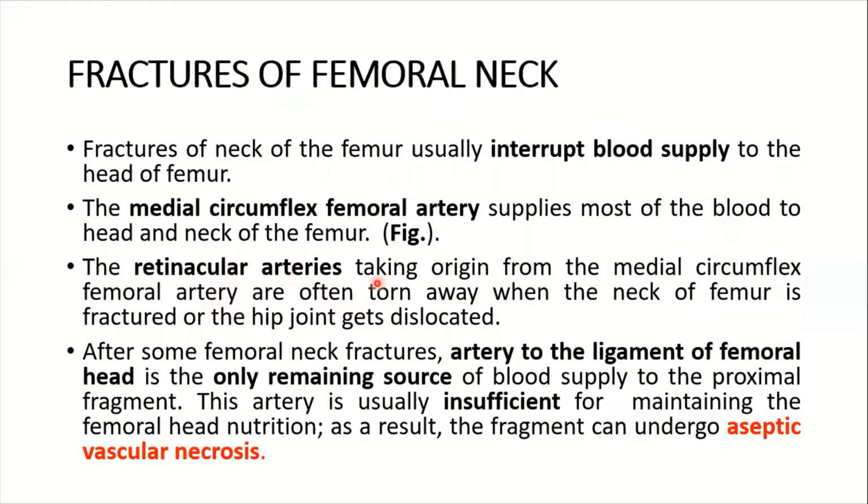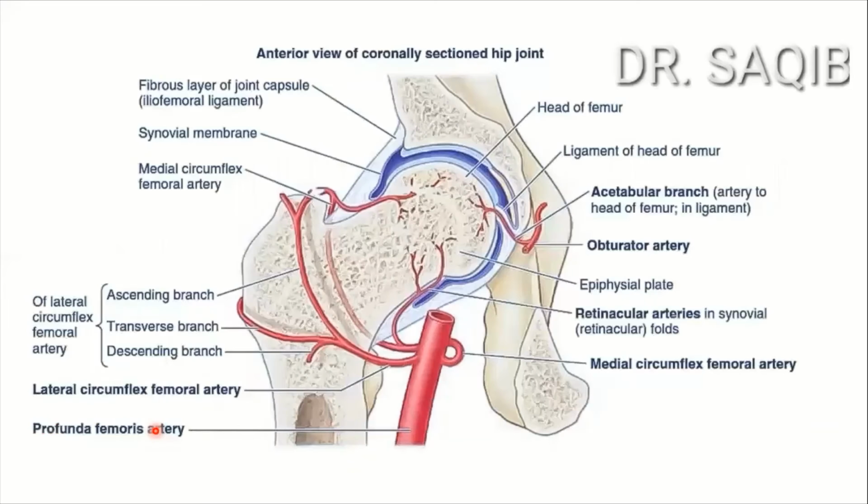So these retinacular arteries are often torn away when the neck of the femur is fractured or the hip joint gets dislocated. After some femoral neck fractures, the artery to the ligament of the femoral head is the only remaining source of blood supply to the proximal fragment. This artery is usually insufficient for maintaining the femoral head nutrition. As a result, the fragment can undergo aseptic vascular necrosis of the head of the femur, right? Yes, this is insufficient to maintain the blood nutrition of this head, resulting in avascular necrosis of the head of the femur.